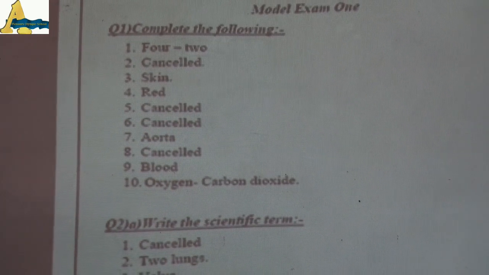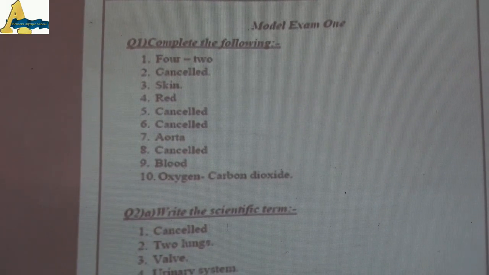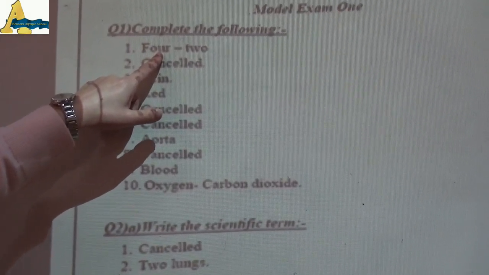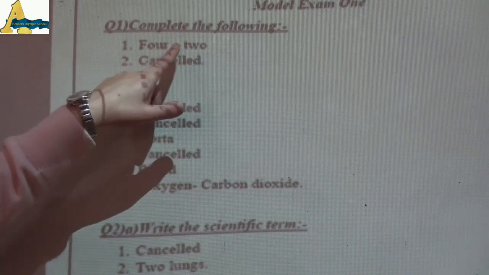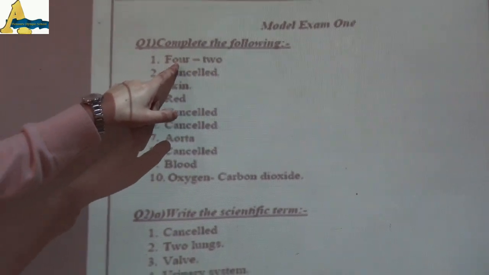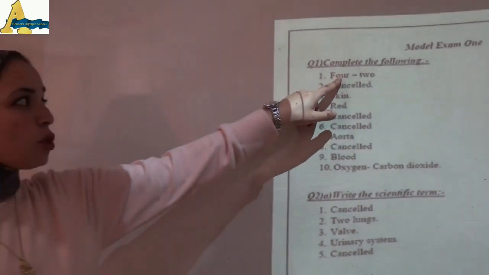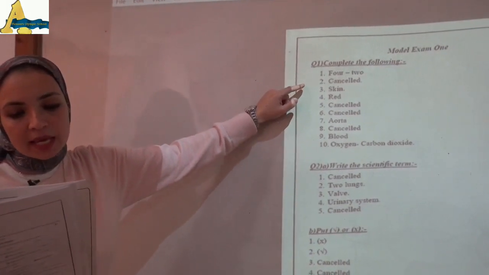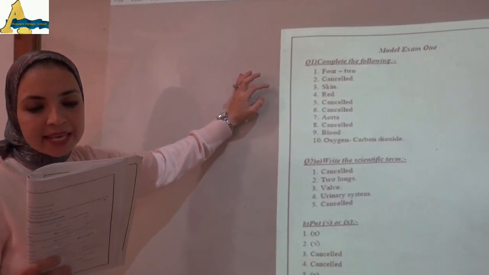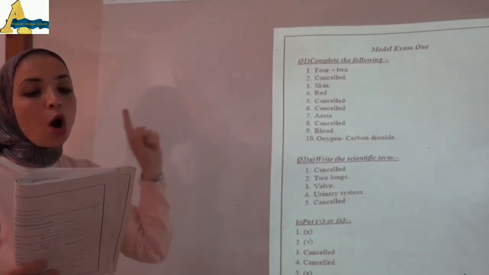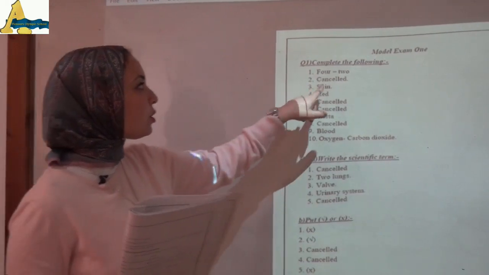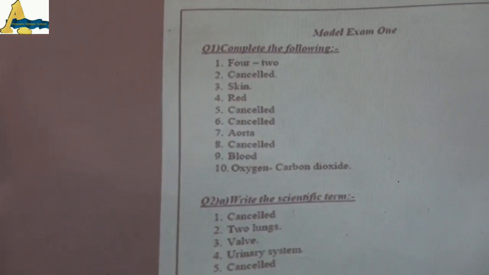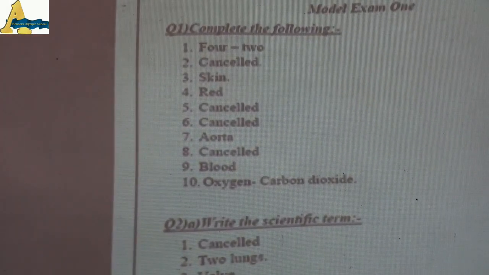First, model exam number 1. Question 1, complete the following. The heart consists of 4 chambers and 2 sides. 4 chambers which are the 2 atriums and the 2 ventricles. Number 2 is cancelled. Number 3, the body gets rid of excess salts and water only through skin. But if he says excess salt and water and nitrogenous waste, it will be the urinary system.